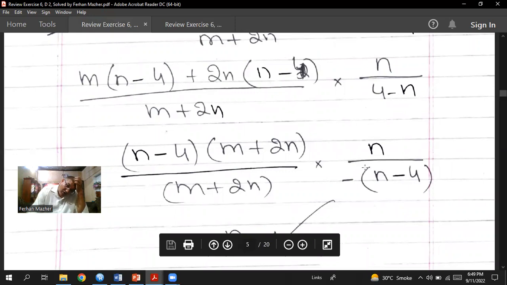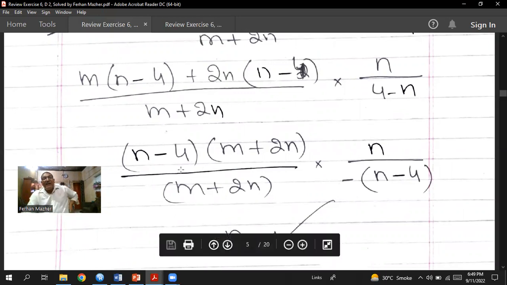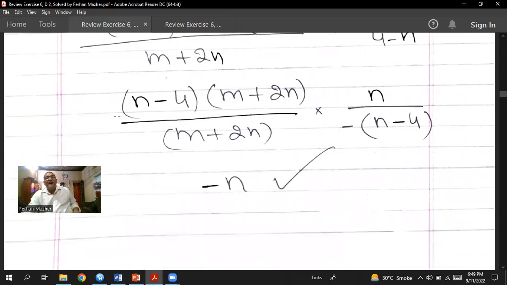From here, take minus 1 common. Why are you taking minus 1 common? Because these two will become the same if you take a negative common. When you take a negative common from this, it will become n minus 4. Now this n minus 4 and n minus 4 will be cancelled, and m plus 2n will be cancelled. So you are left with only minus n.